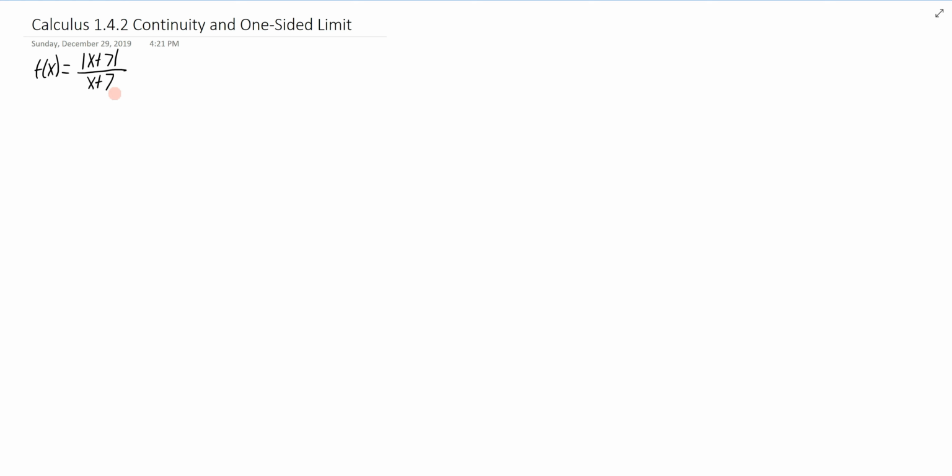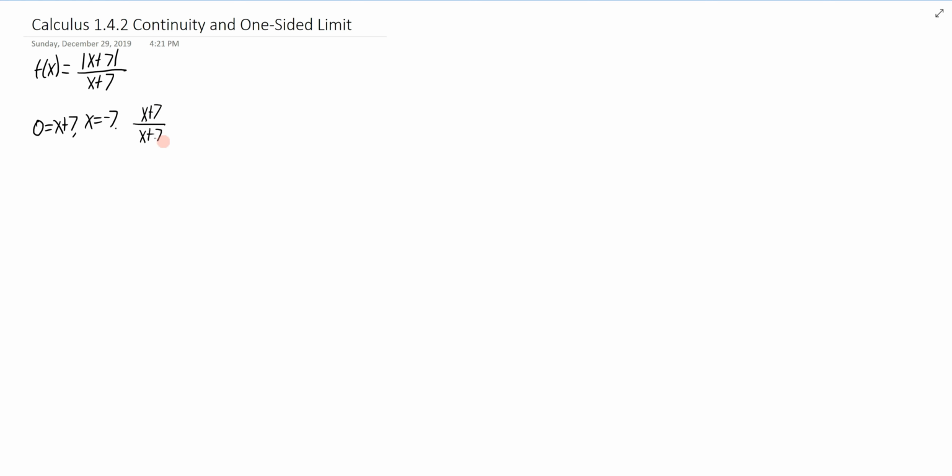All we've got to do is check where this x plus 7 in the denominator is going to equal 0. So we say 0 equals x plus 7, and then we get x is equal to negative 7. So we know right off the bat that at x equals negative 7, we're going to have some sort of discontinuity. Now, what we're actually going to do is rewrite this function a little bit, because this function is really the absolute value of x plus 7 over x plus 7.